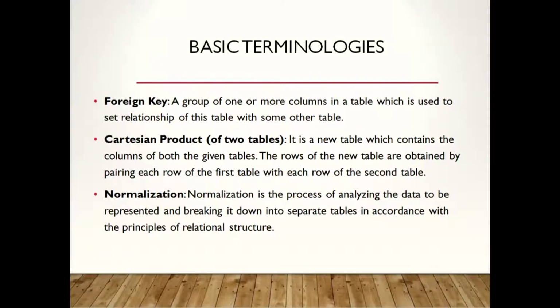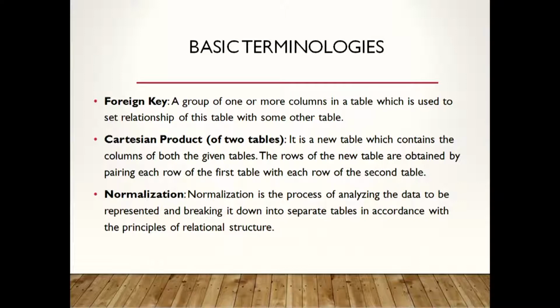Welcome back, dear learners. So we were discussing foreign key. As I told you, in a database we relate two or more tables with a relation. So what is a foreign key? It is a group of one or more columns in a table which is used to set the relationship of this table with some other table. When a table is related with another table, it is the primary key which acts as a foreign key in the other table.